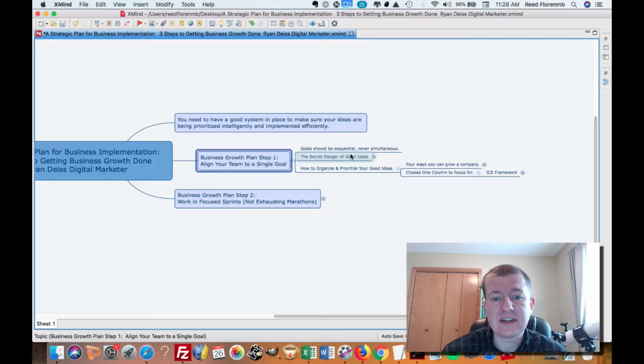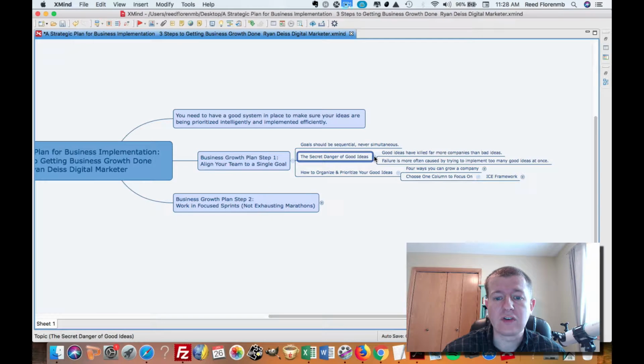And then he does talk about the danger of good ideas. He says that good ideas have killed far more companies than bad ideas, and failure is more often caused by trying to implement too many good ideas at once. And I would agree with that. I've seen a lot of people over and over jump from thing to thing to thing, and they don't really sit down and focus on one specific aspect of their business. They just try to throw spaghetti at the wall, and they have a lot of problems with that, and things don't go well.